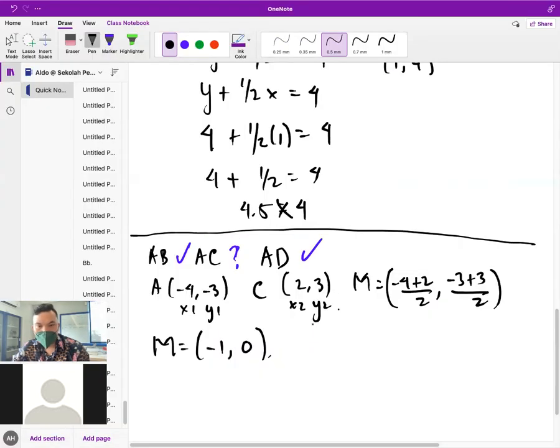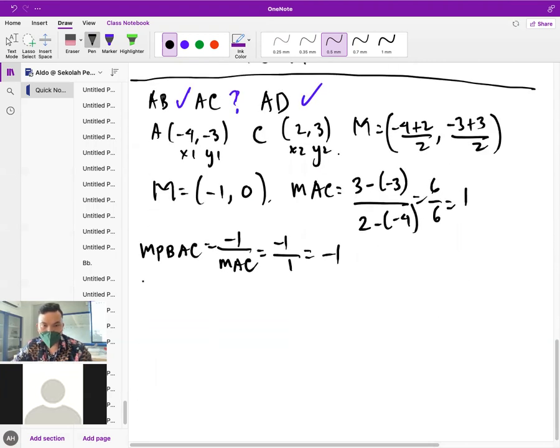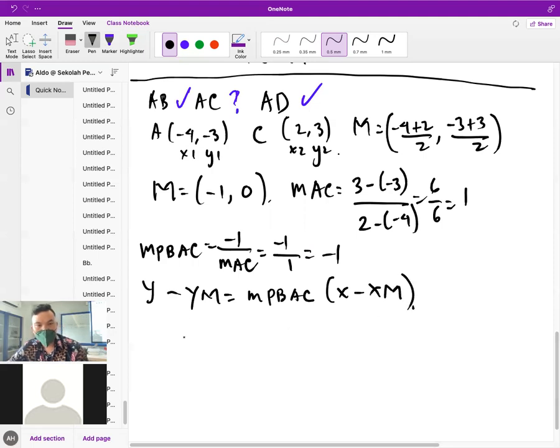And then after that, we find the gradient. y2 minus y1, 3 minus -3, over 2 minus -4. So 6 over 6 is 1. So the perpendicular bisector of AC has gradient -1 over m AC, which is -1 over 1, equal to -1. Therefore, the equation of the edge is y minus ym equals m PBAC times (x minus xm).